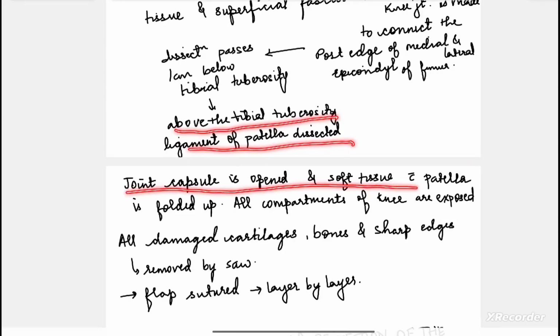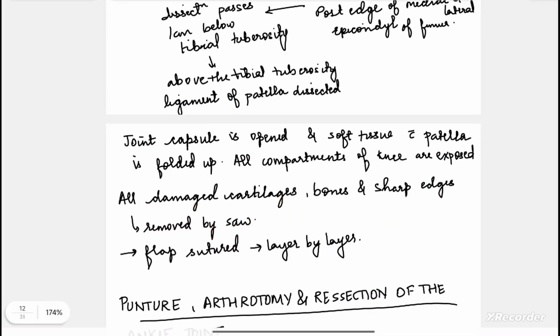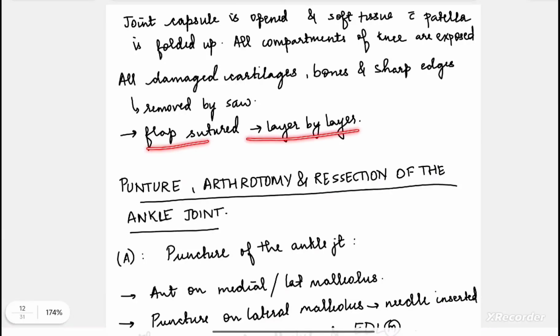Joint capsule is opened and soft tissue with the patella is folded up. All the compartments of the knee are exposed. All damaged cartilage, bone and sharp edges are removed by saw. Flap is sutured layer by layer.